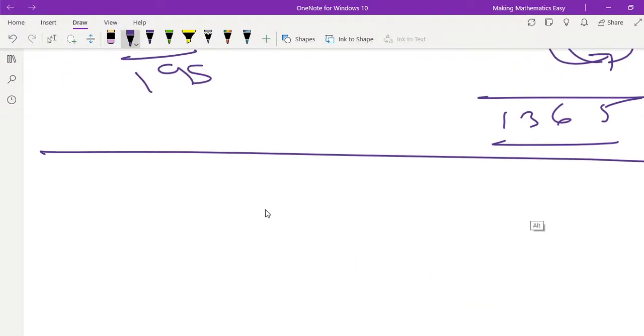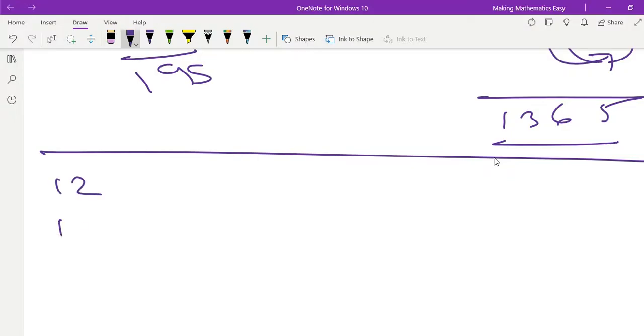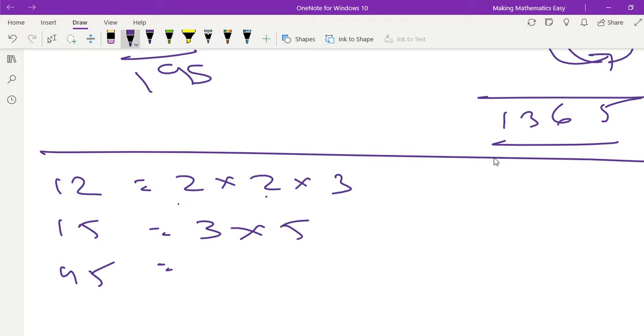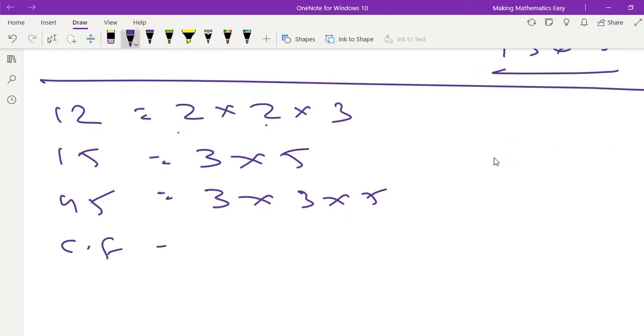Okay, let's move on to the next sum, which is 12, 15 and 45. So 12 we already know, 2 into 2 into 3. 15 we already know, 3 into 5. 45 is 3 into 3 into 5. Correct?